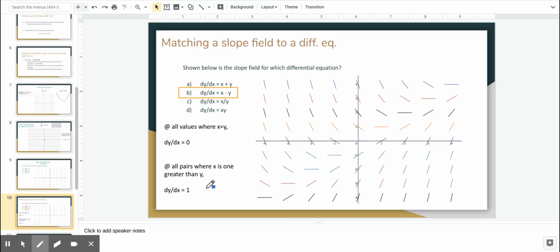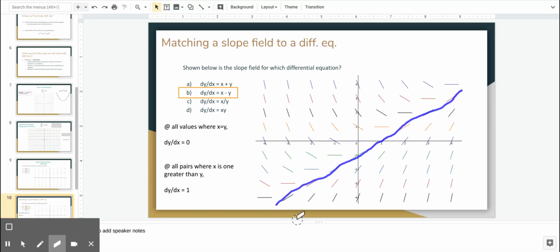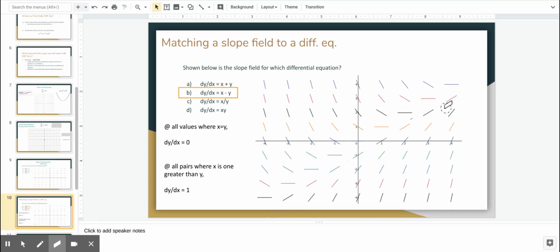My second clue might be this piece right here. So notice this straight line. What I notice is that those line segments are straight through this entire piece where x is exactly 1 greater than y every single time. x is equal to 0, y is equal to -1. x is equal to 1, y is equal to 0. x is equal to 2, y is equal to 1, and so on and so forth. And so if that's true, then if I subtract y from x, I should get 1.